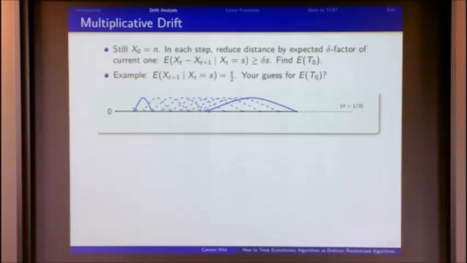So here's an example. This delta is the factor by which we reduce. This delta could be a half. So in expectation, we would get from 10 to 5, from 8 to 4, and from 2 to 1. So let's look into this halving example. What would you guess if we have distance n in the beginning and half the distance in every step in expectation? How long does it take to reach the optimum?